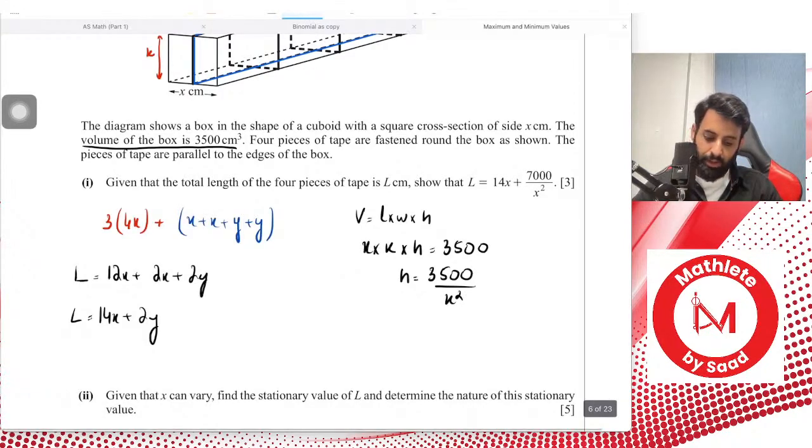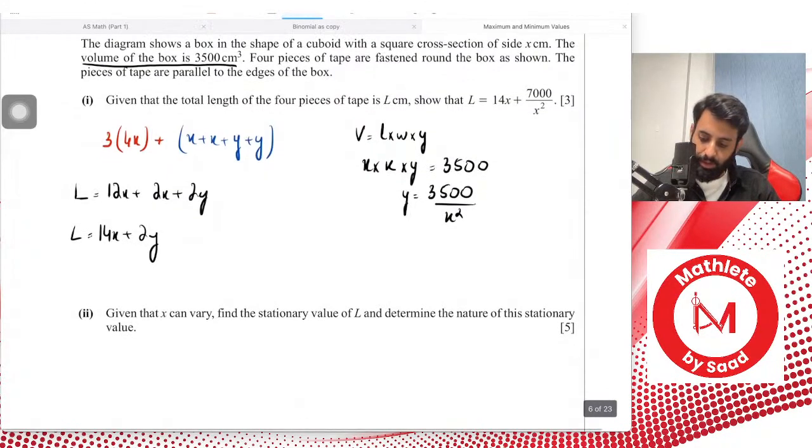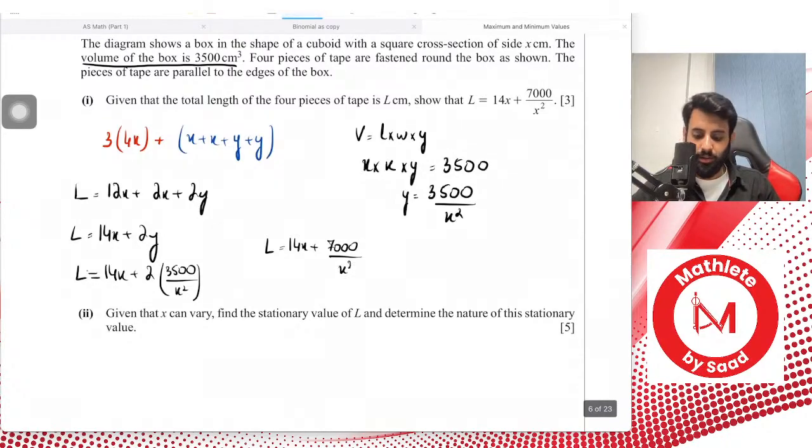Now that we have the value of h, which we called y, I'm going to replace that with y. So we can replace y with that. So L is equal to 14x plus 2 into 3500 over x squared. Let's see, what do we get? So we have 14x plus 7000 over x squared. There you go, that's it. That's your final answer.